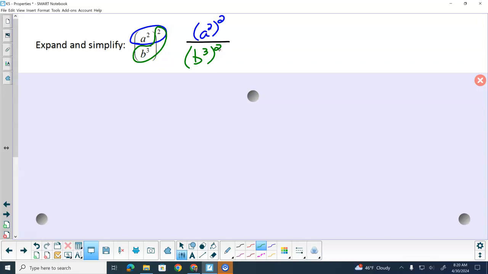What does the top expand out to be? Or, I shouldn't say that. What does the top just flat out simplify to be? Eric, we're up to you. A to the 4th power? Yep, exactly. So then this becomes a to the 4th power. And then what does the bottom expand out to be?